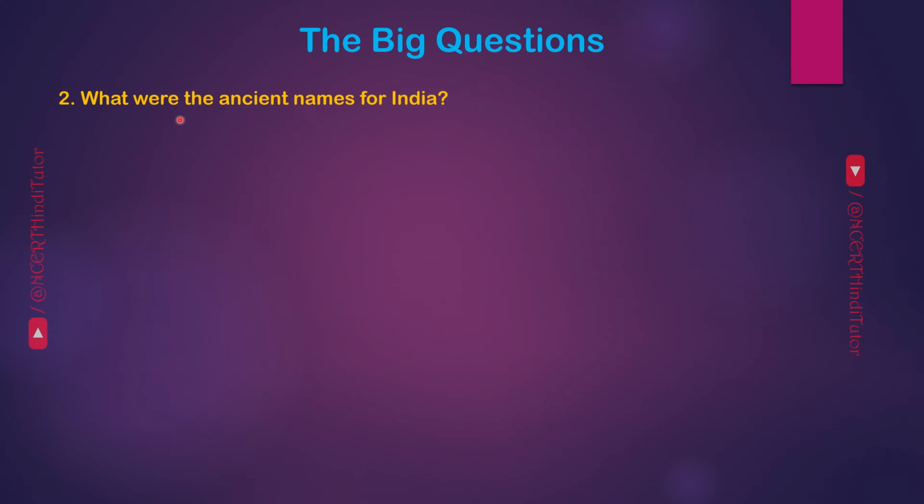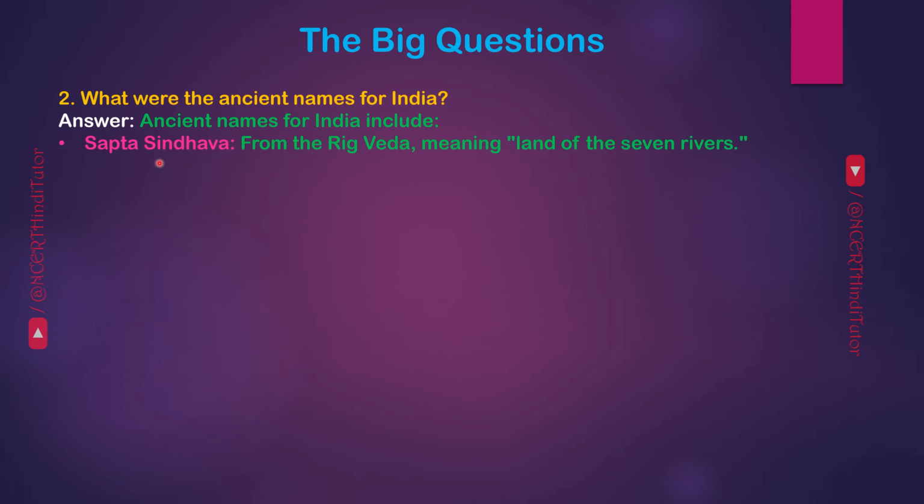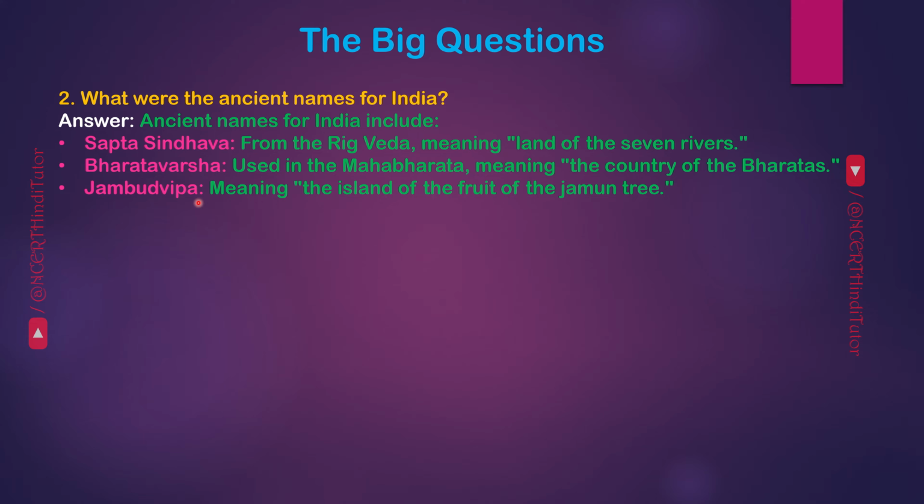Question 2: What were the ancient names for India? Answer. Ancient names for India include Sapta Sindhava from the Rig Veda, meaning land of the seven rivers. Next, Bharatvarsh, used in the Mahabharat, meaning the country of the Bhāratas. Next, Jambu Dvipa, meaning the island of the fruit of the jamun tree.